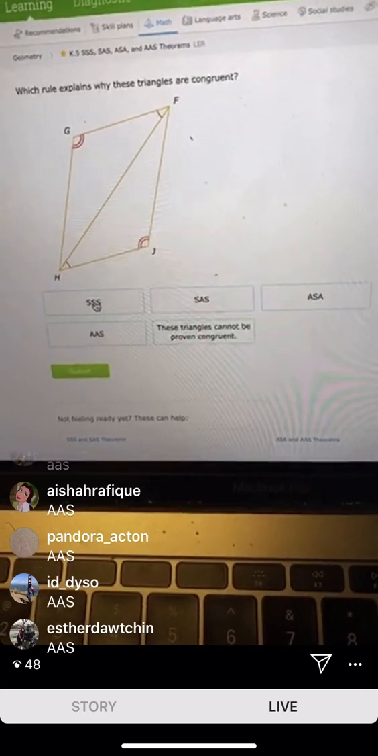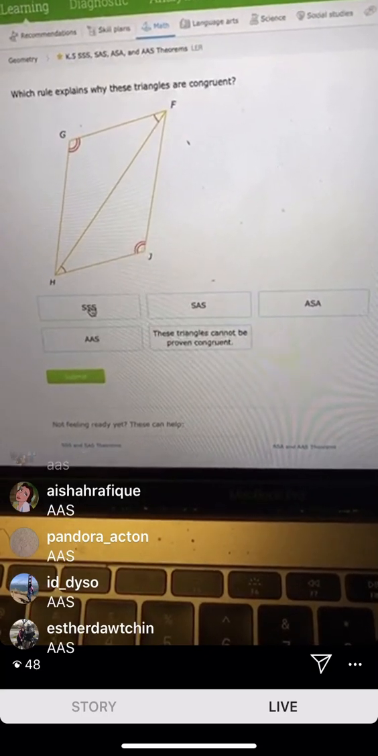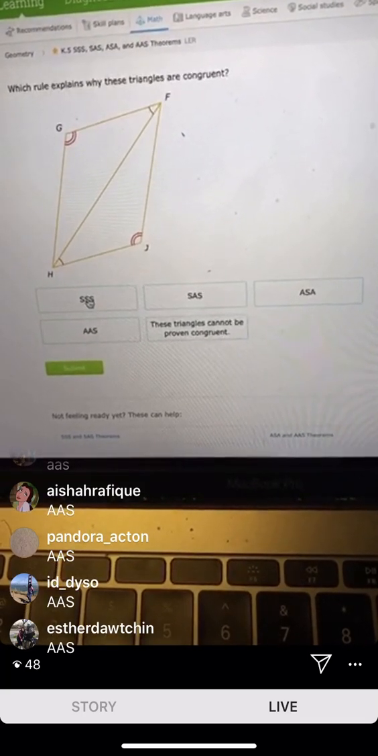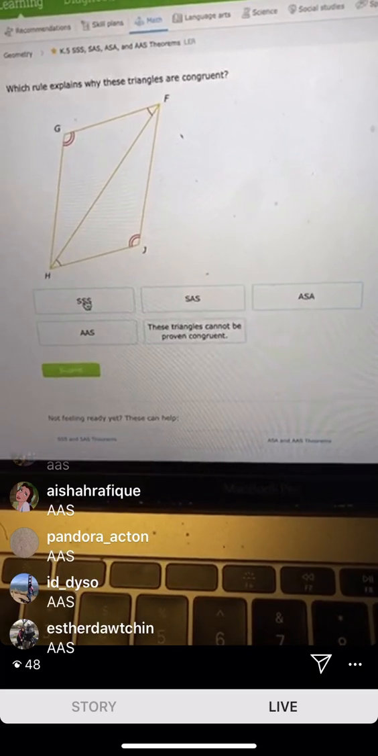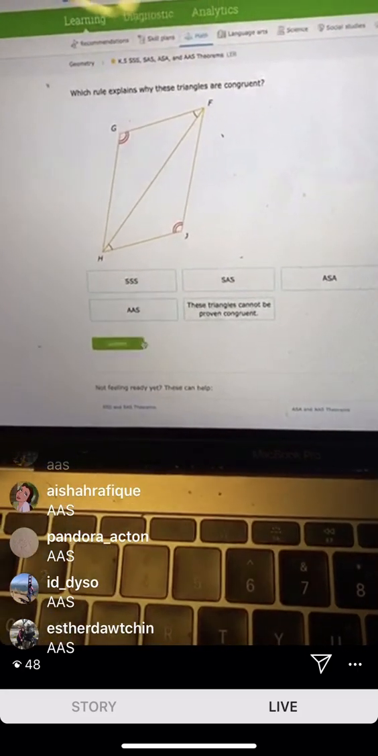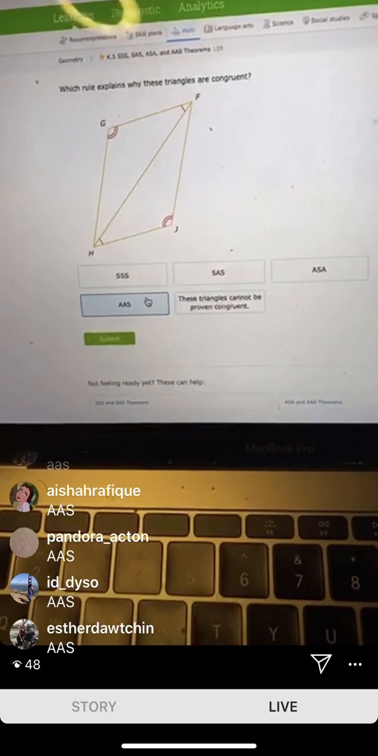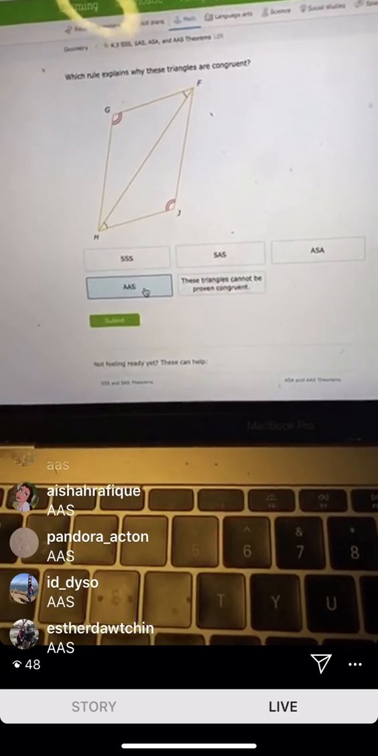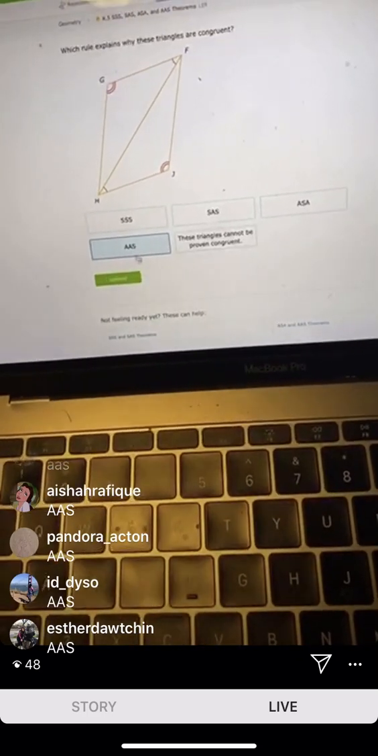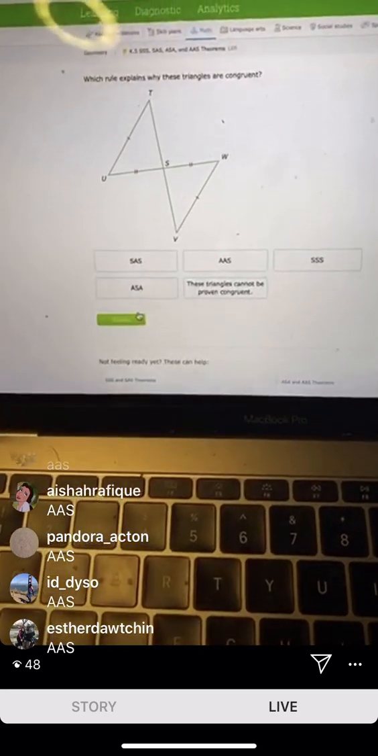We got 2 angle sides. Y'all don't be copying. Put your own answer. Angle side. Angle side. The answer is angle side. That is correct. Anybody have a question about that one? What do you think the answer is for this one?